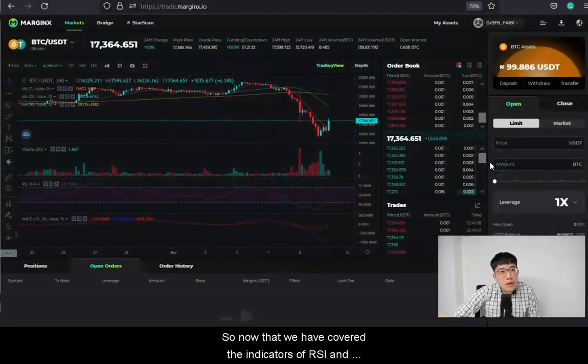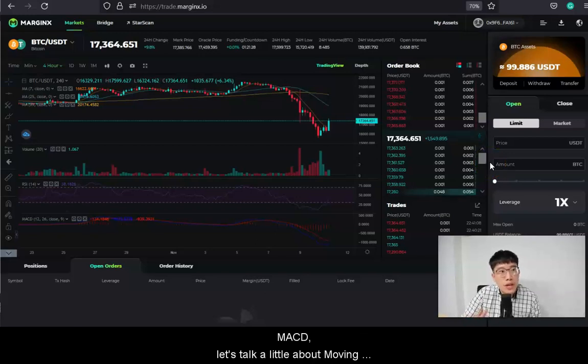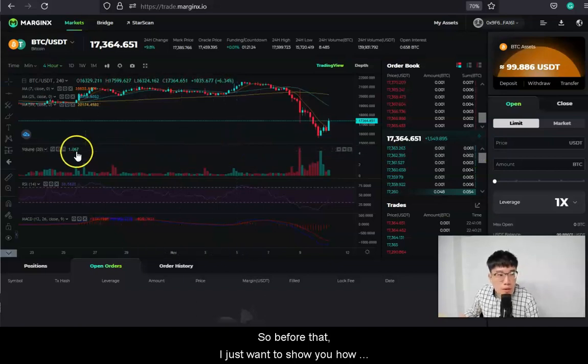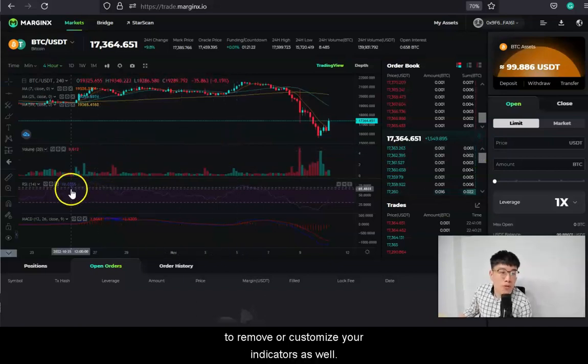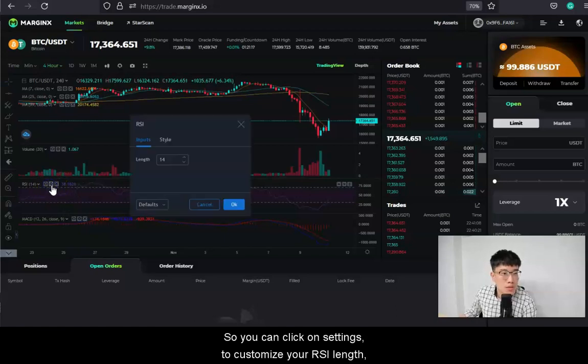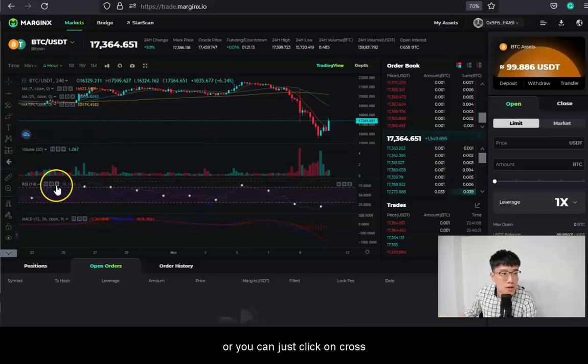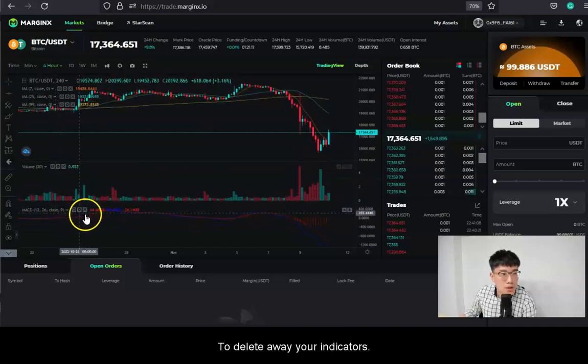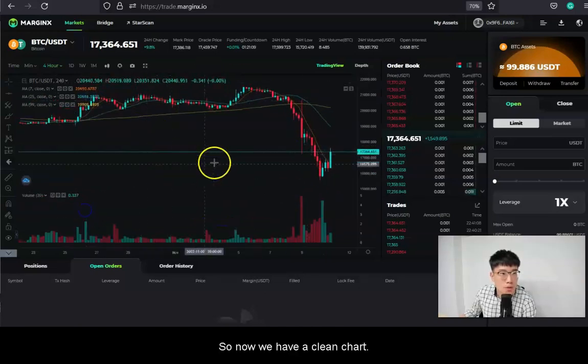Alright, so now that we've covered the indicators of RSI and MACD, let's talk a little bit about moving average, which is commonly used as well. Before that, I just want to show you how to remove or customize your indicators. You can click on settings to customize your RSI length, or you can just click the cross to delete your indicators. Okay, so now we have a clean chart.